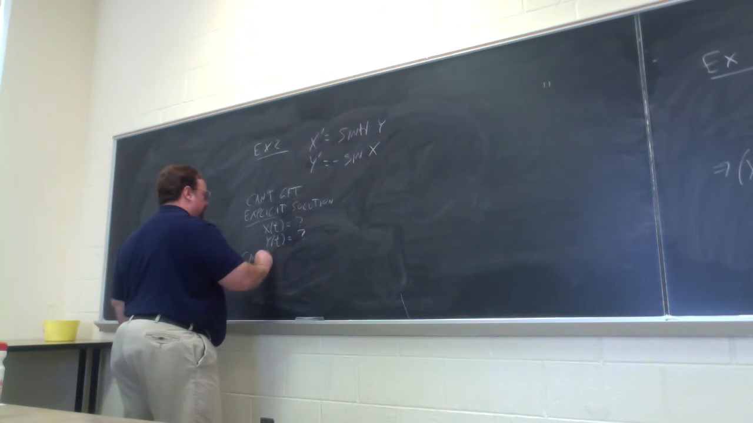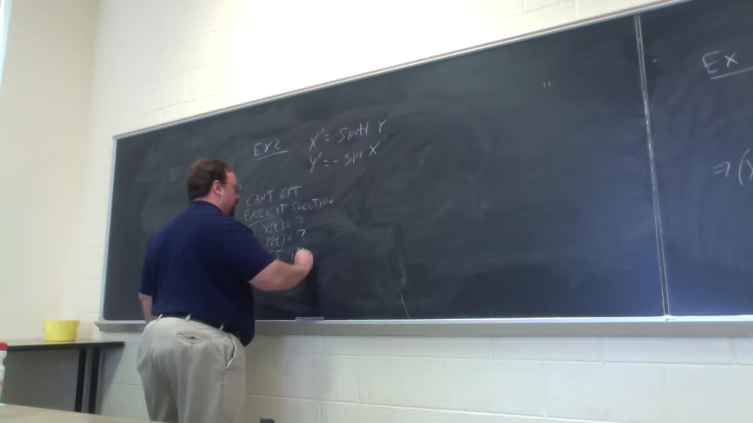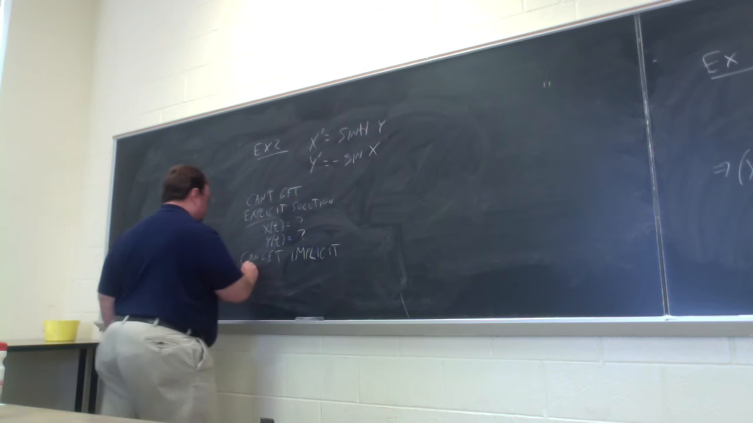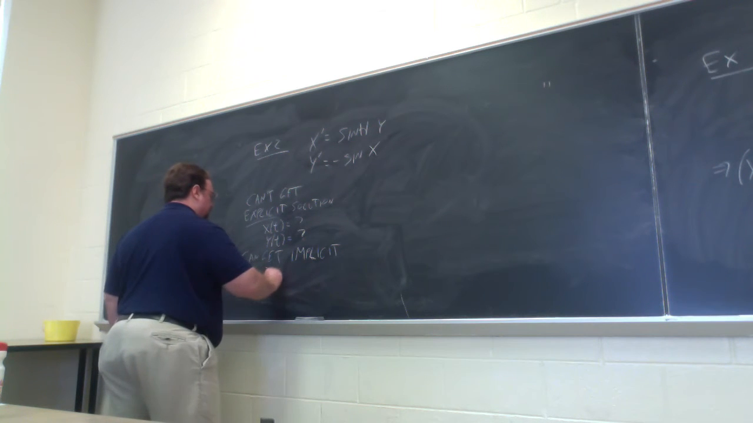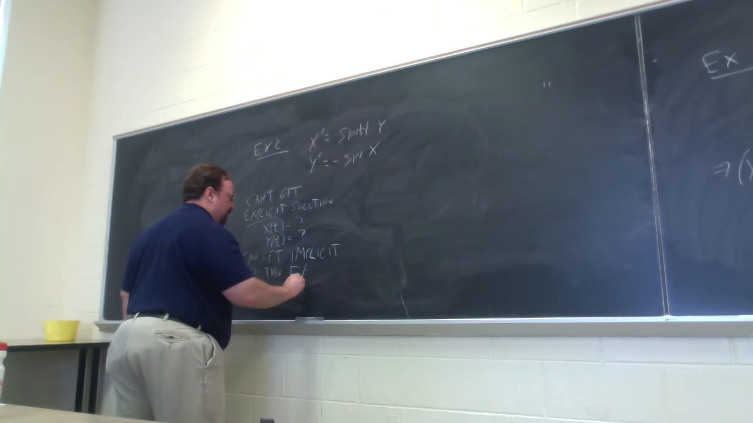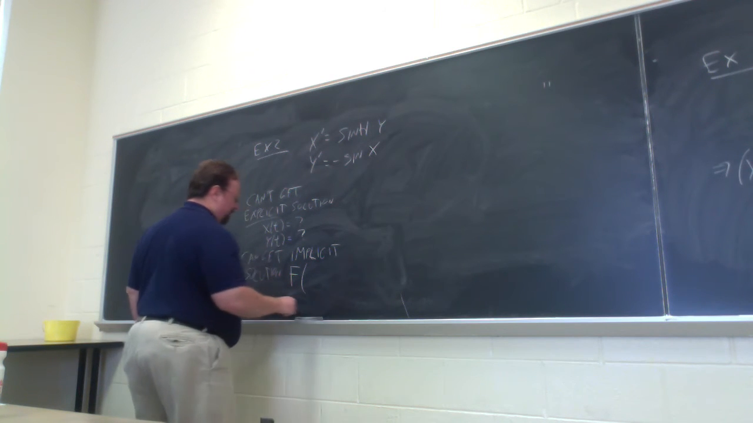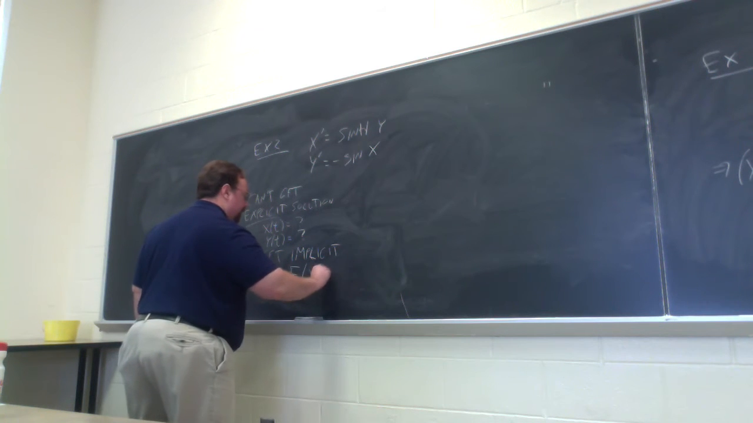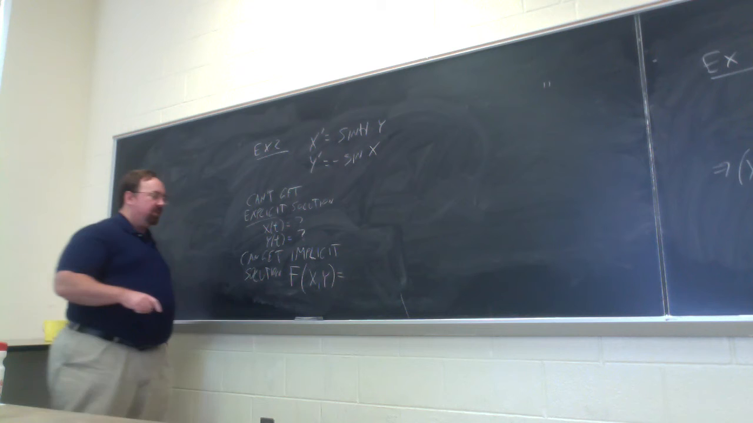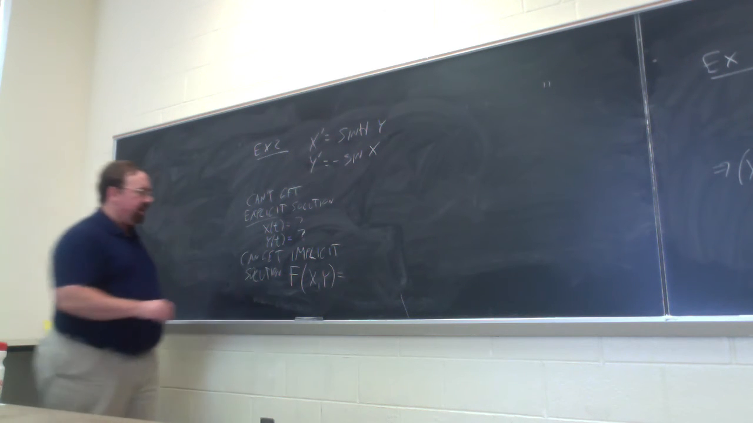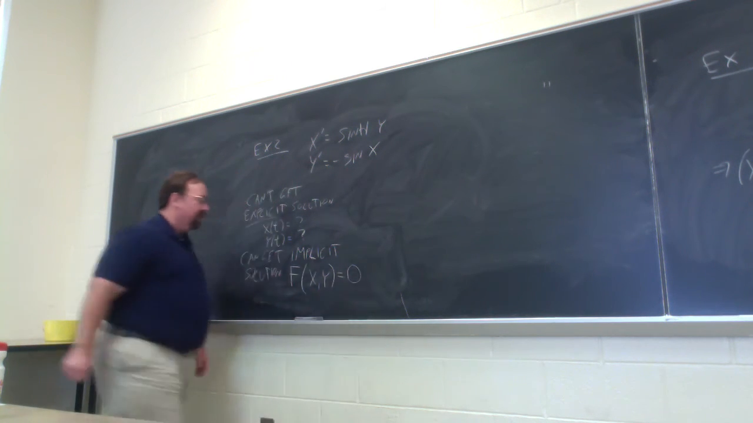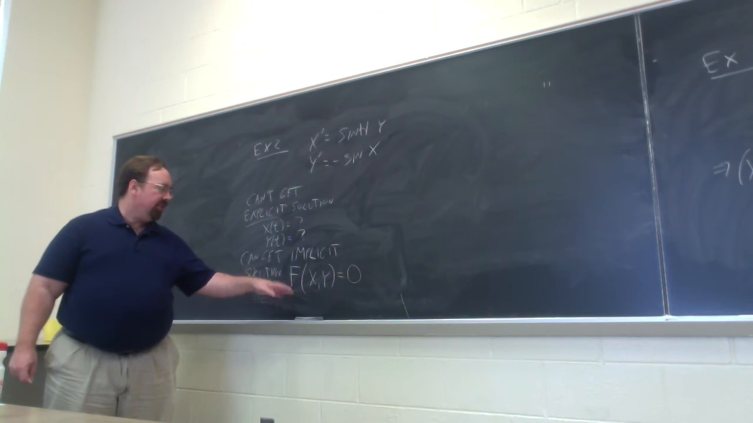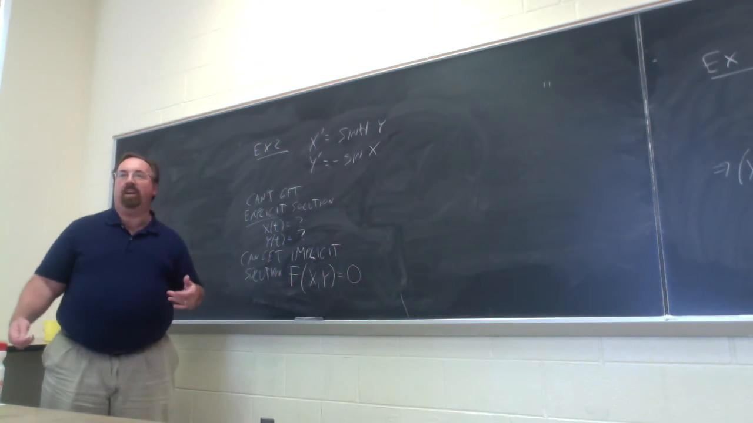But what you can get is an implicit solution. Something of this form. Some function, the book uses F, so I'll go with that. F of x and y. x and y are still both functions of t, but it counts the function F of x, y set equal to 0. And this implicitly describes y as a function of x or vice versa.